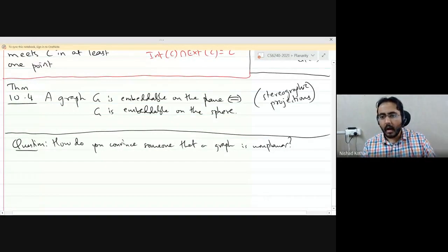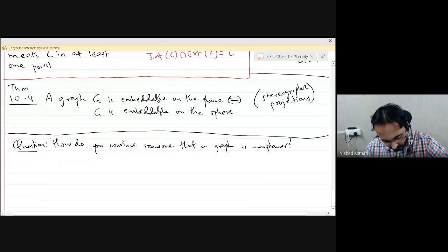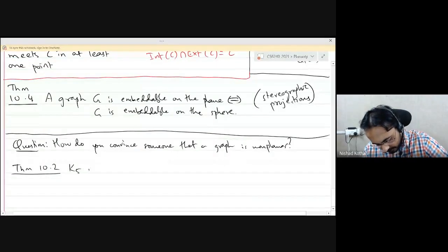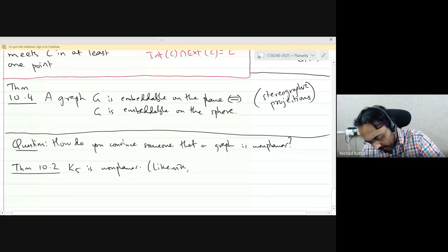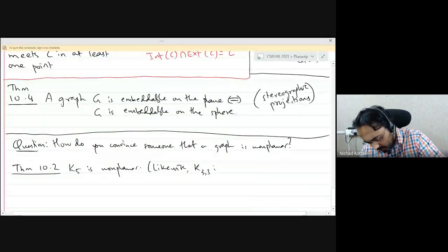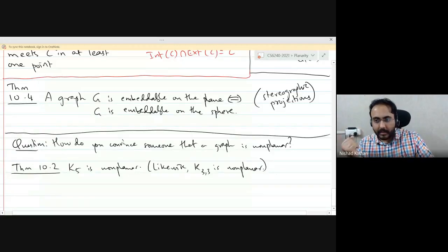Okay. We proved using Jordan curve theorem that K5 is nonplanar. So that was theorem 10.2. K5 is nonplanar. And likewise, as an exercise, you were supposed to prove that K33 is nonplanar. Right? So those are two very simple, very small graphs that you can prove are nonplanar just using the Jordan curve theorem and looking at the structure of these two graphs.